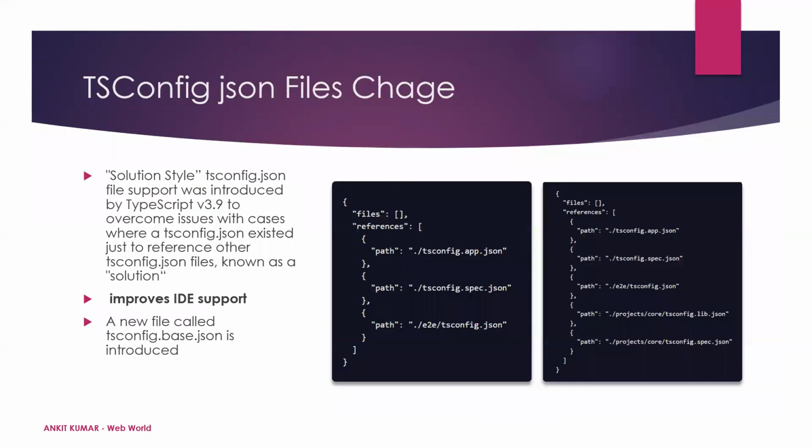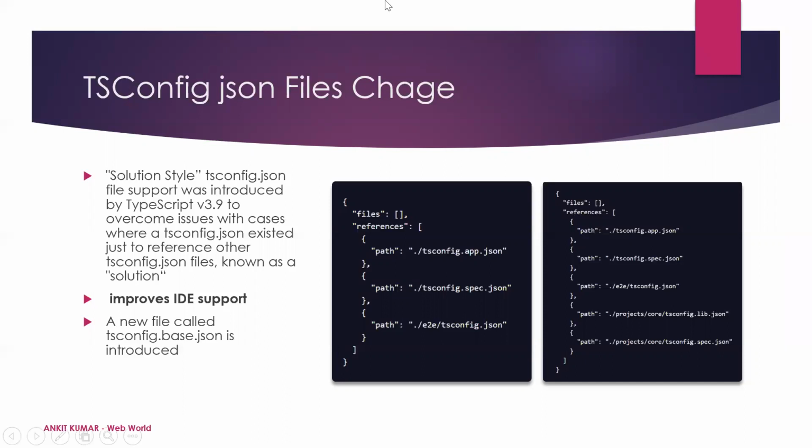So if we move ahead, the other change that came is the tsconfig.json file. There was a solution style that was introduced by TypeScript in version 3.9 to overcome an issue related to tsconfig.json that existed in the previous version. So what did this change bring? This change helped people with IDE support.